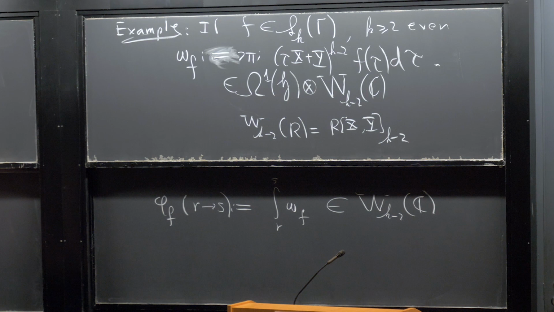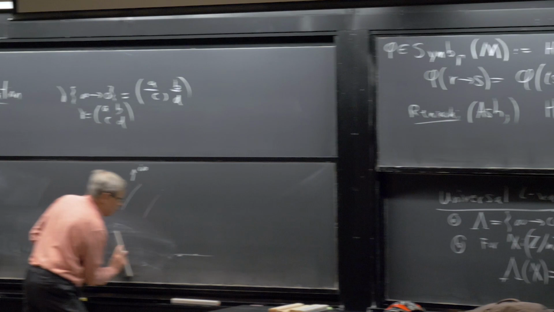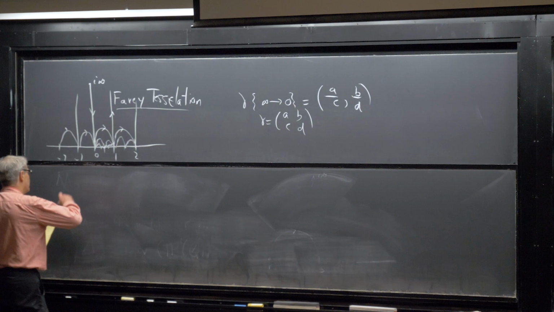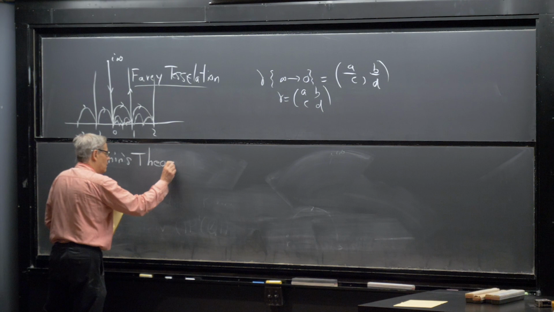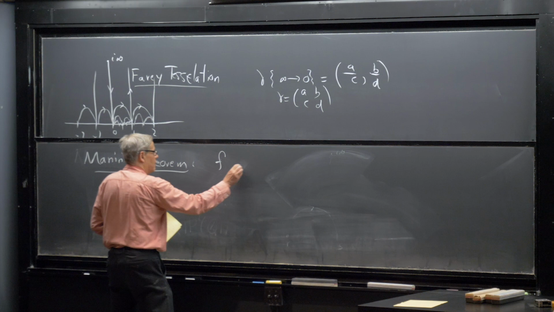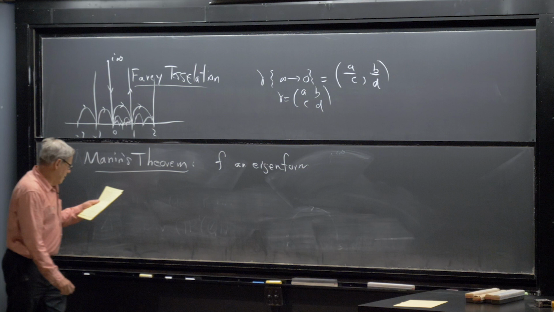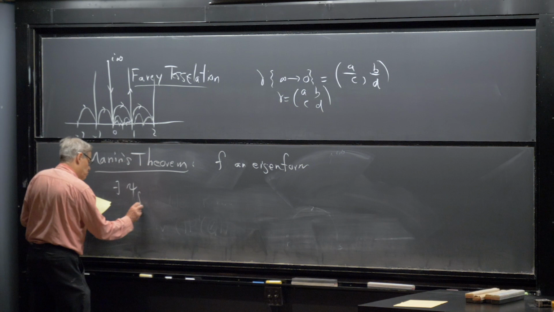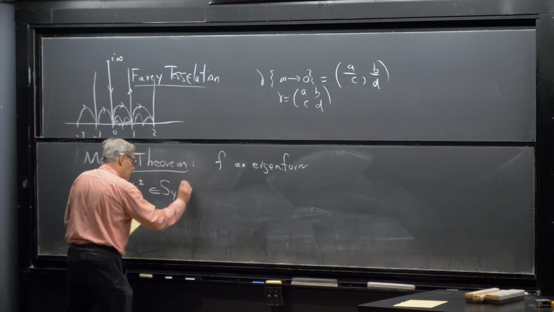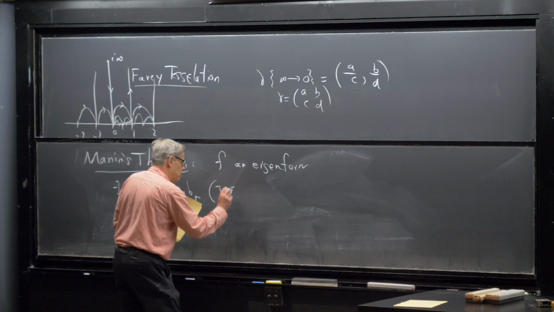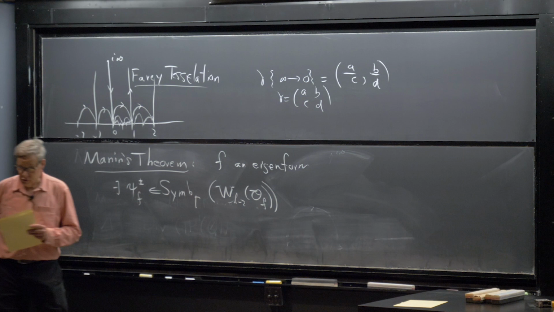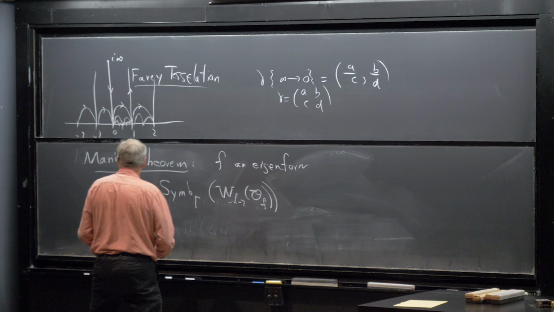Okay, now there's a theorem of Manin that I just want to mention, and then I'll pick up the pace a little bit. Manin's theorem: for f an eigenform, there exist two modular symbols, psi f plus or minus, for the group gamma with values in W k minus 2 of the ring O f. This is the ring of Hecke eigenvalues of the form f, such that, and two periods.